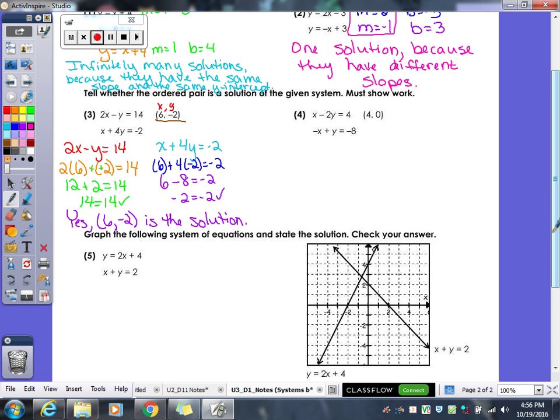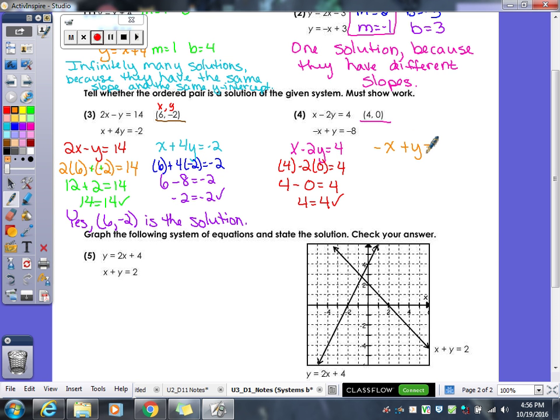So I'm taking a look at number 4. Same thing. I'm going to take the point (4, 0), plug it in, and see if it works. I'm going to start with my first equation. I'm going to plug 4 in for x, 0 in for y. So I get 4 minus 0 equals 4, which in fact works. 4 does equal 4, because when you subtract 0, it's still the same number.